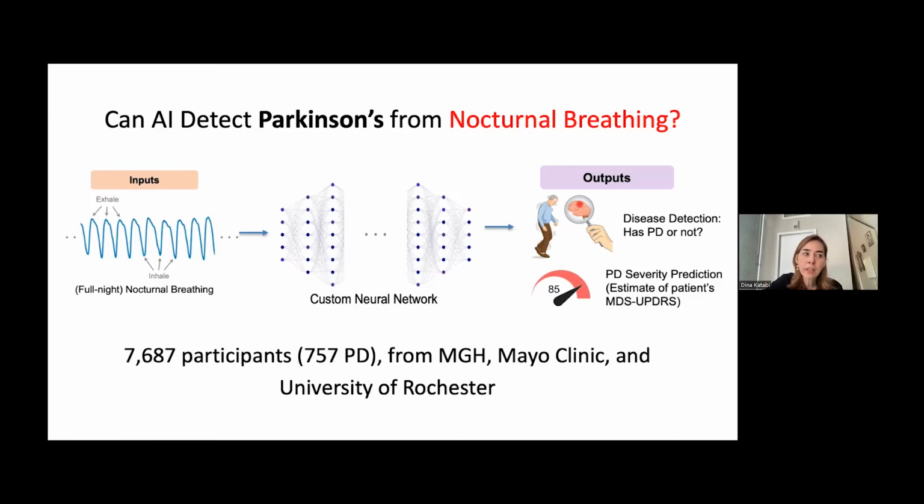And we did a very large study with almost over 7,000 participants, 700 PD patients. And this is in collaboration with MGH, Mayo Clinic, and University of Rochester. And let me show you the results.